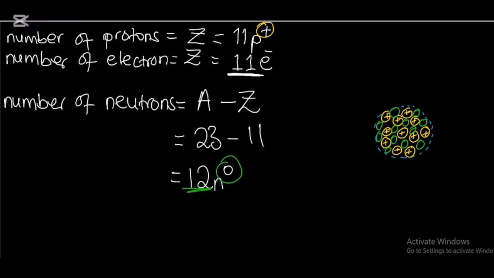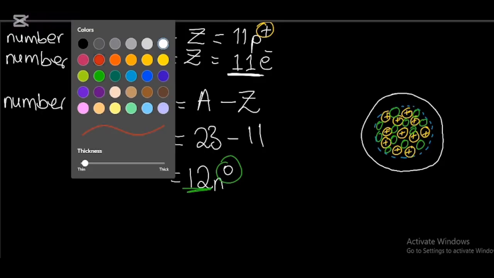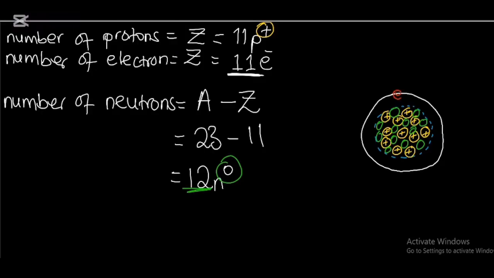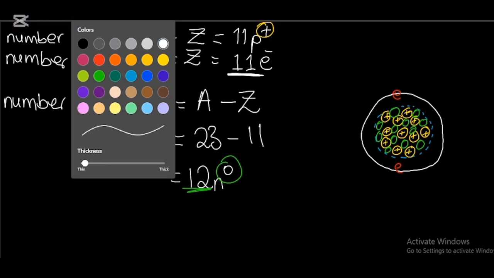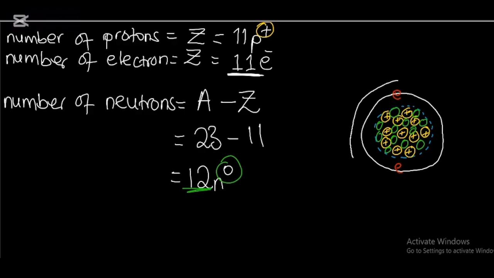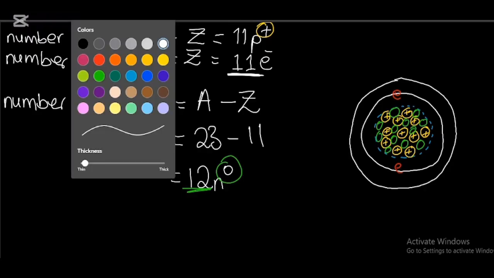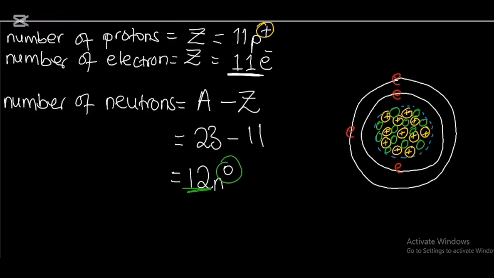So we'll draw the first energy level. Remember, the first energy level is filled by only 2 electrons, so we'll say 1, 2. And the second energy level is filled by 8 electrons. So we'll draw the 8 electrons: 1, 2, 3, 4, 5, 6, 7, 8.